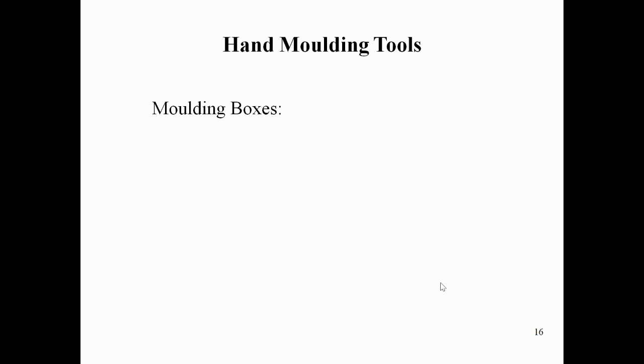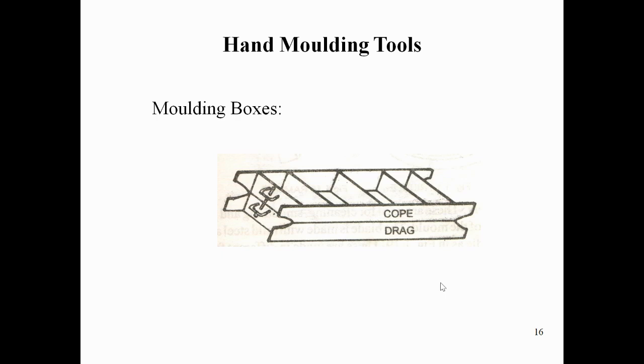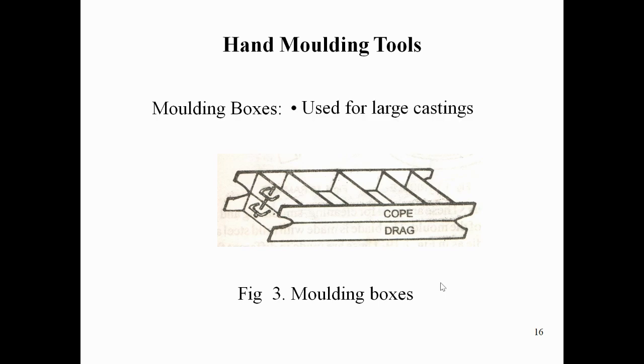Next, the second one is molding boxes. This is also one of the hand molding tools used in foundry. Here is a diagram of molding boxes, with drag and cope. This molding box is used for large castings. It is made of a wooden frame.